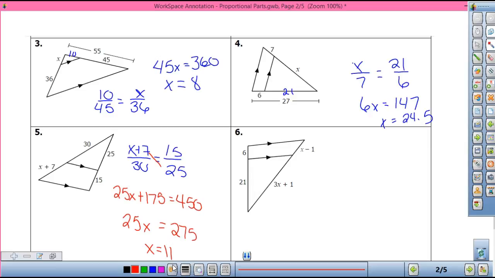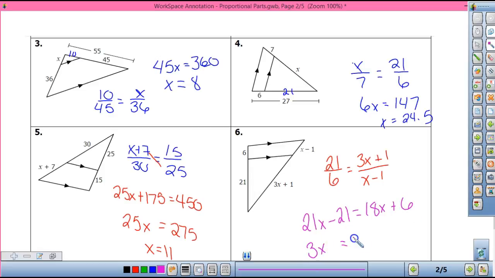All right, Morgan, 6 is yours. All right, x minus 1. All right, so now we've got to do a bunch of distributing on this one. 21x minus 21 equals 18x plus 6. Do some subtraction. 3x equals 27. There you go. Add your 21 over there. X is 9. Good.